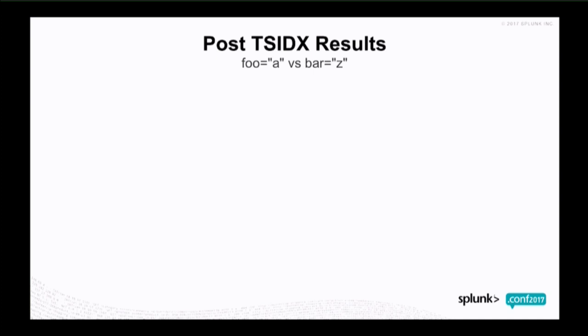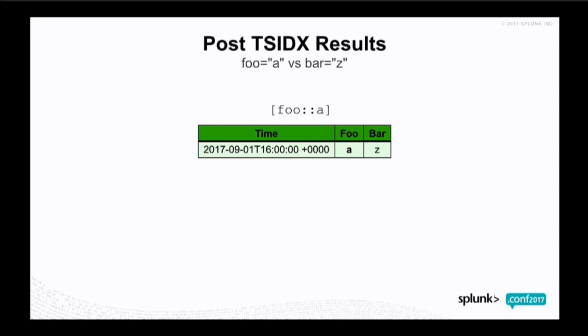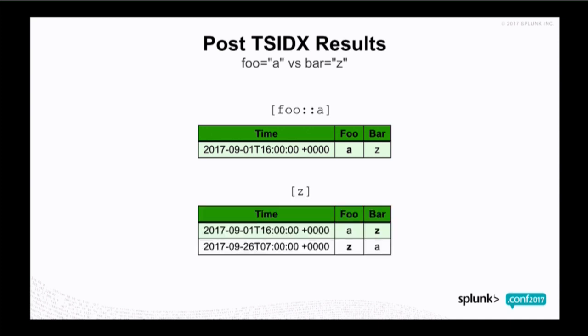So after we've given our TSIDX file our Lispy query, we come back with results in memory. When we do foo::A, we'll get the one result back that we wanted. Great, that makes sense. For Z, we get two results. We get the one that we wanted, which is the AZ event, but then we also get an extra one with ZA, because foo equaled A, or foo equaled Z, so therefore it returned it.